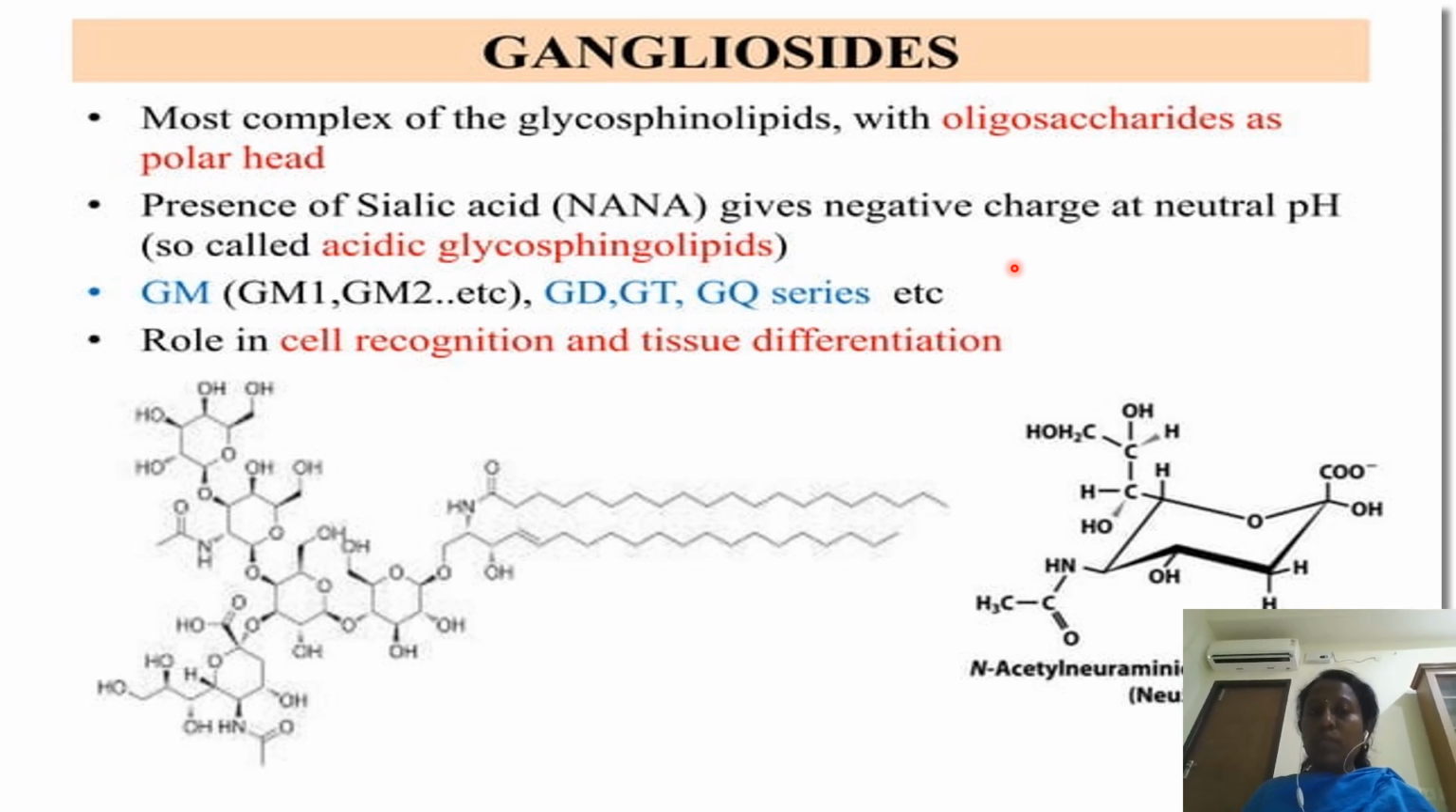You have different types of gangliosides, GM1, GM2, etc., and the GD, GT, GQ series, which differ depending upon the tissues. Their role is in cell recognition and tissue differentiation. The main role of gangliosides is to recognize the cell and help in the differentiation of the tissue. Differentiation of the tissue means it gets multiplied or regenerated into the next form. That is mainly maintained by gangliosides.